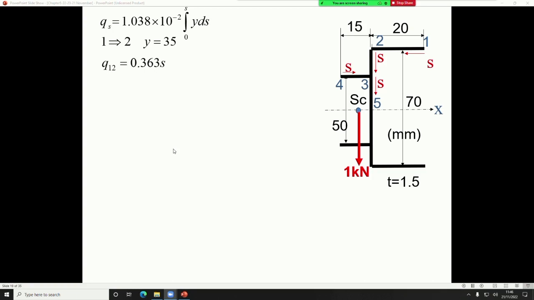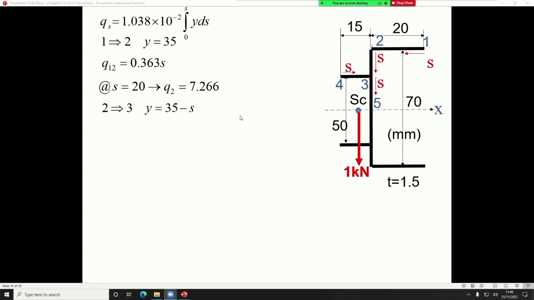So it gives us, between 1 and 2, a linear distribution. To find the shear flow at point 2, s is equal to 20, so I substitute s equal to 20 here, and it gives us Q2, which is 7.266 newtons per millimeter.